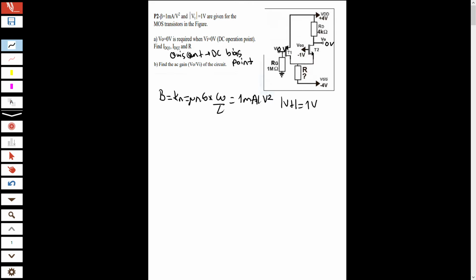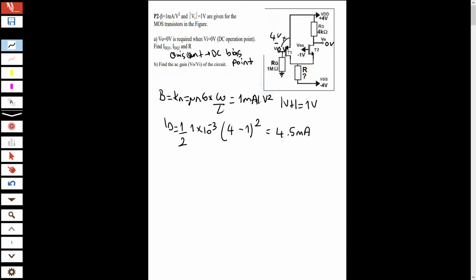In the first transistor, we know V source D is 4 volts. So we can write the necessary ID equation: 1 over 2 Kn, which is 1 milliampere per volt square, times V source D, which is 4 volts, minus the absolute value of V threshold, which is 1, squared, and it equals 4.5 milliampere.